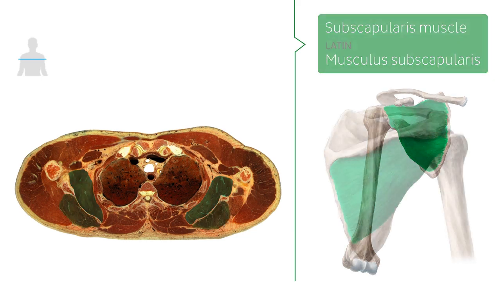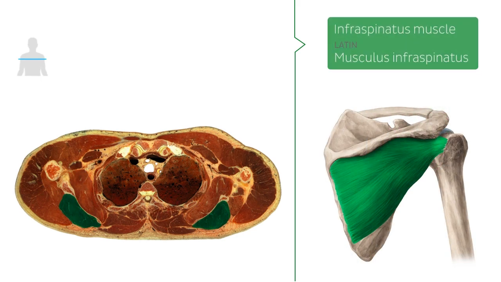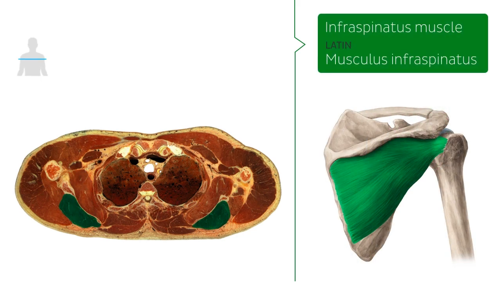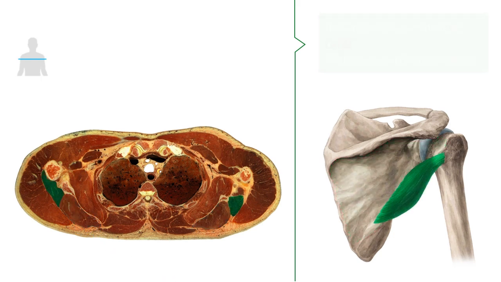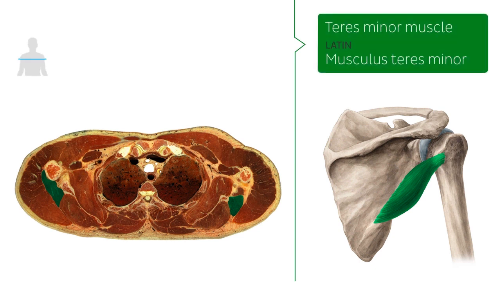And on the posterior aspect of the scapula, we have the infraspinatus muscle. And the name, of course, suggests the infraspinatus muscle lies inferior to the spine of the scapula. And finally, also behind the scapula and inferior to the spine, is the teres minor muscle, which runs obliquely and upwards to reach the humerus. The teres major muscle lies a bit more inferiorly, so we won't be able to see it in this section.